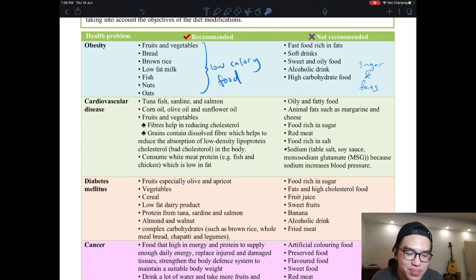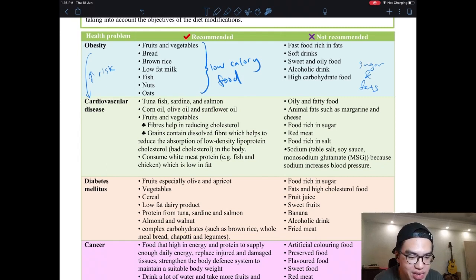One of the reasons why we care so much about obesity is that obesity increases the risk of cardiovascular disease, or CV disease. Cardiovascular disease is a chronic thing. It's years and years of bad dieting that causes it. So what should you eat more? Tuna, sardine, salmon. Lean meat.